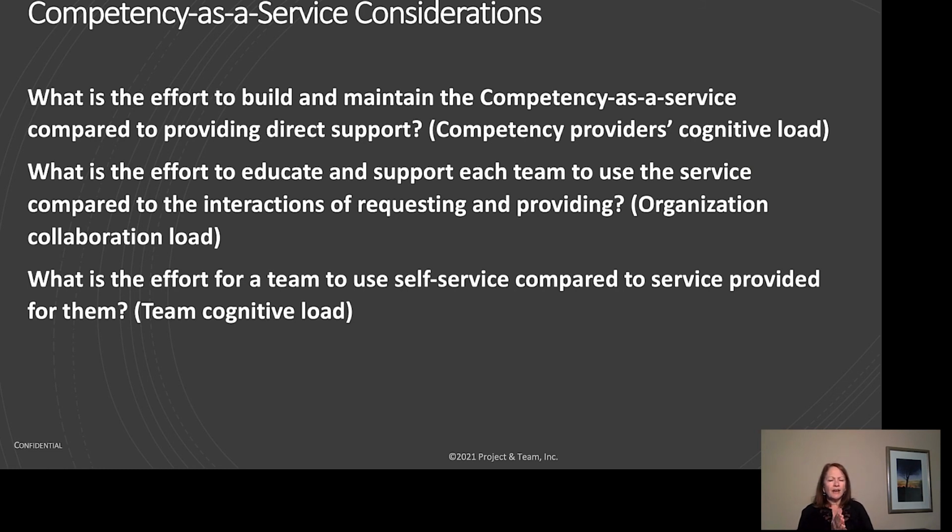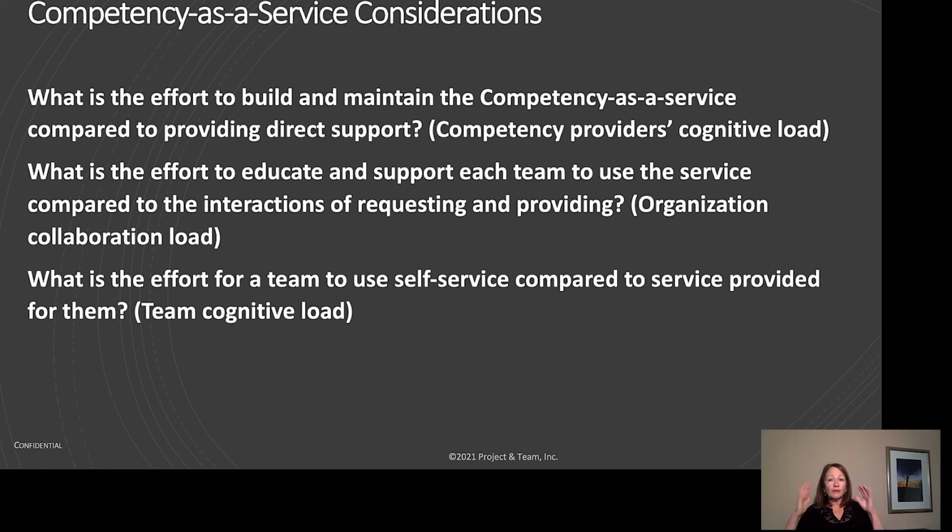So how will we evaluate whether that's our best option? We look at these kinds of questions. There's an investment in building this competency as a service. It could be a website, it could be some tools, it could be microservices that you inject to support, say, information security. And so what's the effort to build and maintain that?